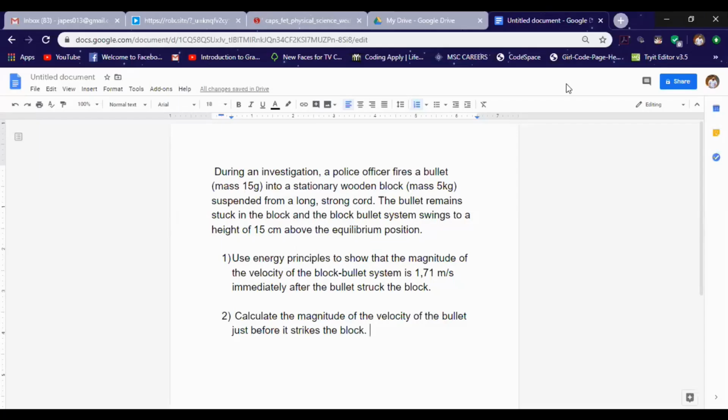Everybody see the second question? Second question is: calculate the magnitude of the velocity of the bullet just before it strikes the block. We calculated previously the velocity after it struck the block. We want to know the velocity of the bullet just before it strikes the block. This is, as I mentioned, a change in momentum, a conservation of momentum question. So I'm giving you guys a little bit of a hint to what type of question it is.